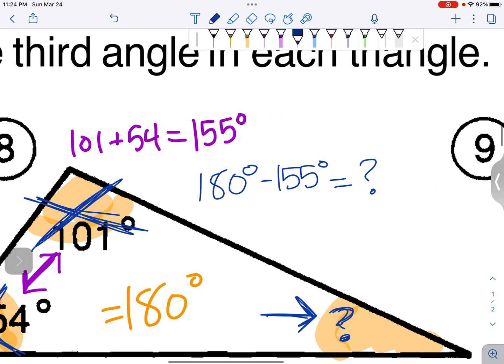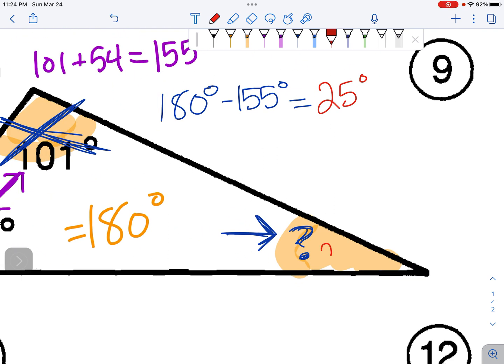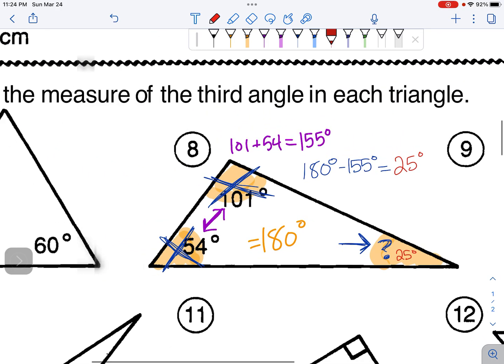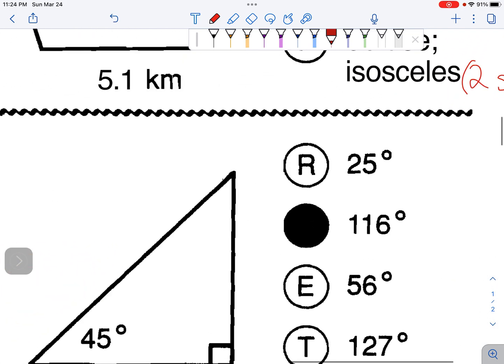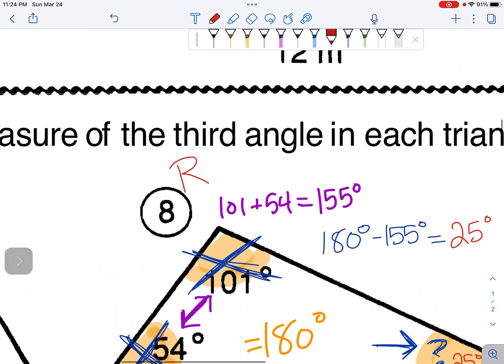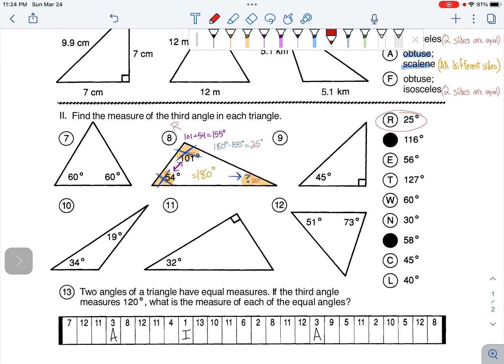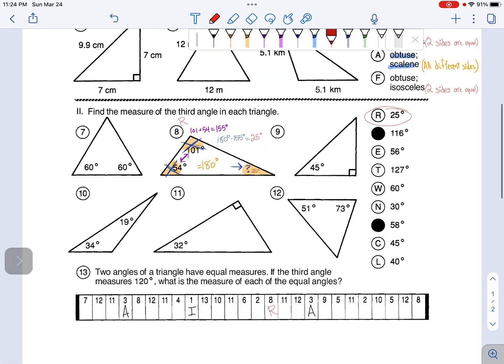Mrs. Toivola can do that kind of mental math in her sleep almost. But did you see how I put it in a calculator anyway? Even though I can do it without having to think a whole lot about it, if I want to make sure that I get the answer right, I'll put it in the calculator. So this one is 25 degrees. Right? So over on the side, 25 degrees is right here. That's R. So number 8 is R. All right, there we go.